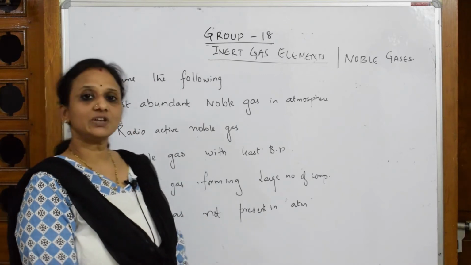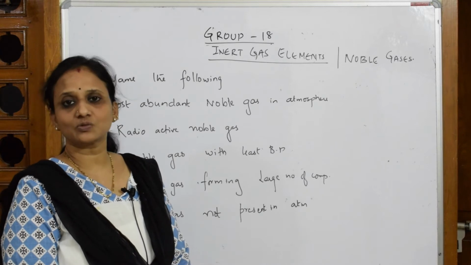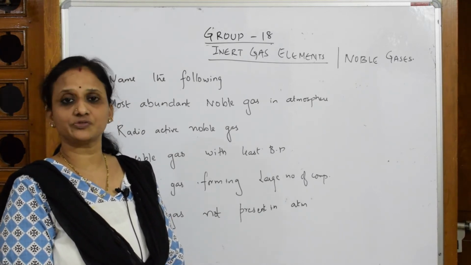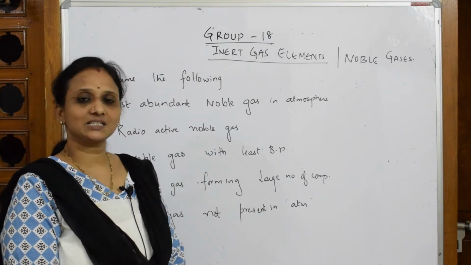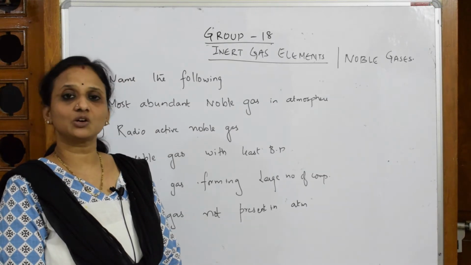So group 18, we very well know, includes the inert gas elements, and they're also called noble gases. So important questions from here will be asked from the structure of xenon compounds. We'll also see certain 1 mark questions. So let's see what we have in group 18 elements. What are group 18 elements?